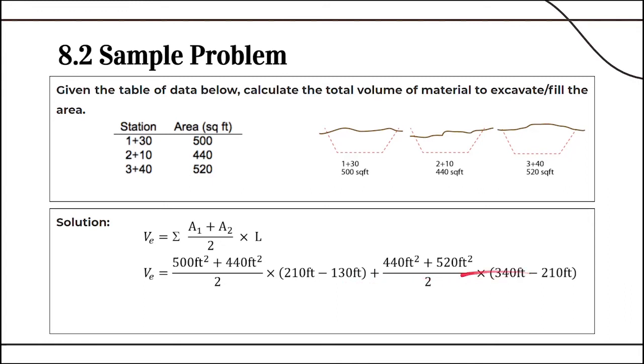And now in the second part, we are solving for the average end area volume between station 2 plus 10 and station 3 plus 40. So now our A1 is equal to 440 square feet plus A2, which is 520 square feet, over 2, multiplied by the horizontal distance between the two stations, where L is equal to 340 feet minus 210 feet.